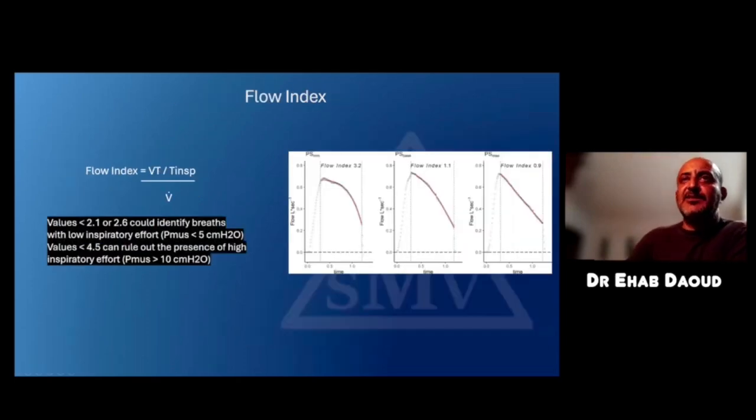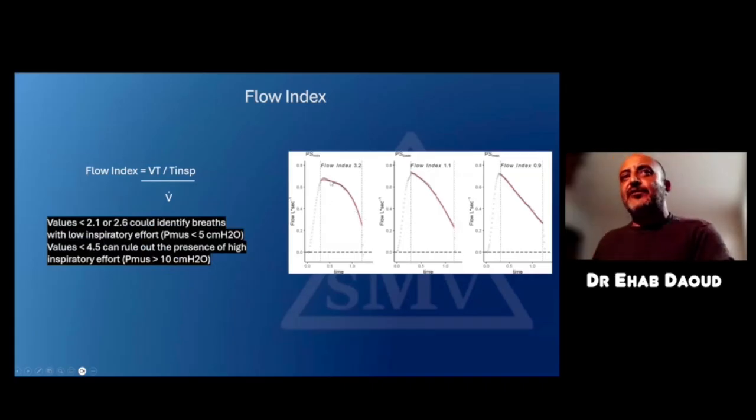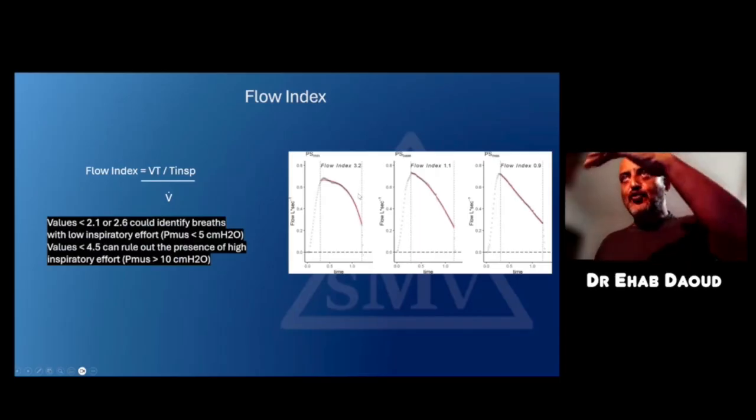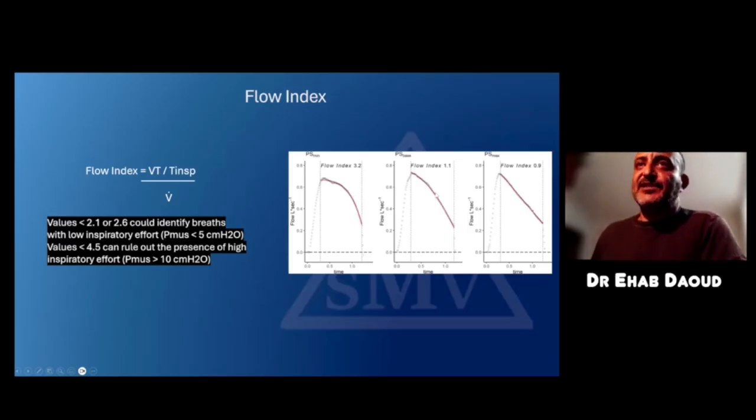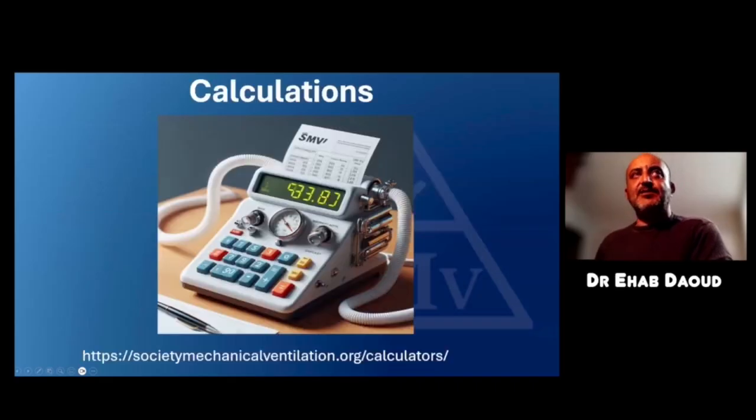Flow index is basically a measure of the flow. Remember, in the first one, I told you the more the patient works or breathes hard, the flow curve will be convex. And if it's a straight line like this, it's about a flow index of 1. So it's visual, it's very hard to calculate really, but it's a visual inspection. If it's very convex, it means that the patient is working too much. And there was one study that showed that values between 2.1 and 2.6 maybe will estimate the PMOS at about 5 centimeters, but if it's above 4.5, it means that the patient is working too hard, more than 10 centimeters.